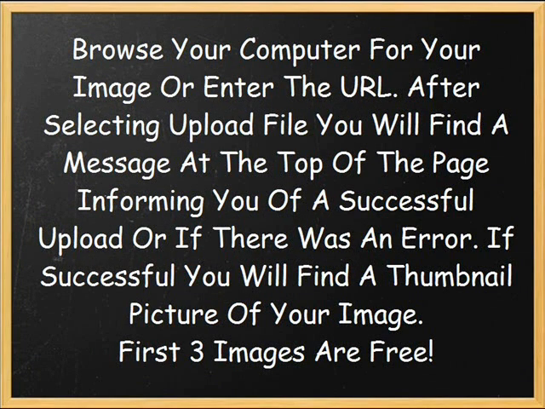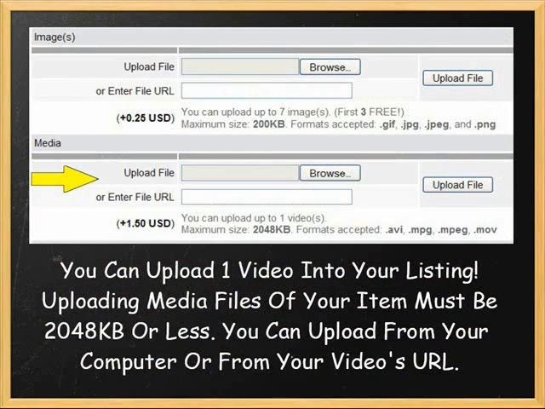After selecting Upload File, you will find a message at the top of the page informing you of a successful upload or if there was an error. If successful, you will find a thumbnail picture of your image. First 3 images are free. You can upload one video into your listing. Uploading media files of your item must be 2048 kilobytes or less. You can upload from your computer or from your video's URL.